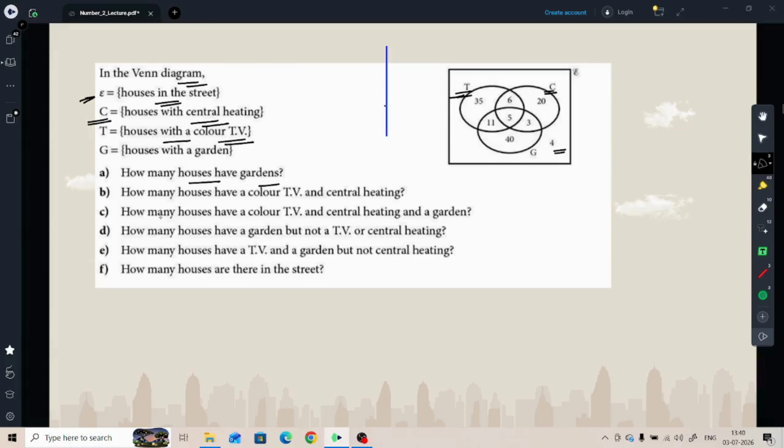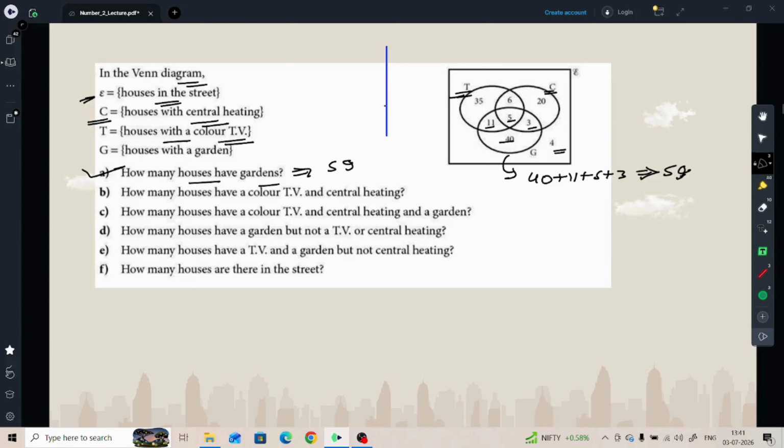That's the first question. So that means we need to calculate the things which lie in this set G. In that case it will be 40 plus 11 plus 5 plus 3. So that will be how much? It will be 51 plus 5, that is 56, 59. So 59 is the answer for the first question.